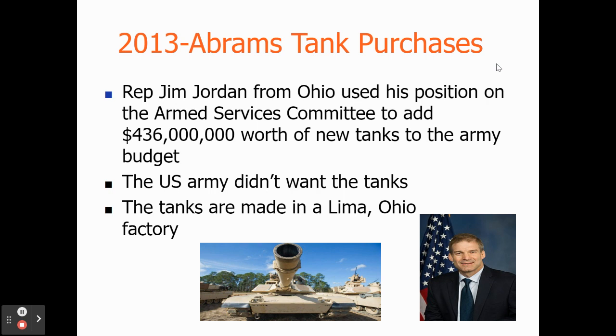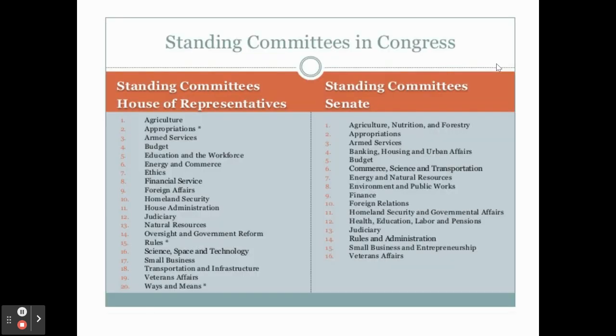He used his position on a committee to add something to a bill that the rest of the country might see as wasteful because the military didn't want it. But to Jordan, he's a hero to his constituents because he's keeping this tank factory open, which is a major source of employment in his home district. So this is another way that members of Congress could use these committee assignments to selfishly benefit themselves.